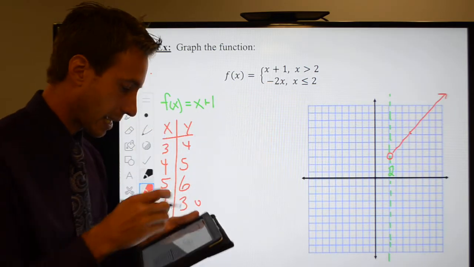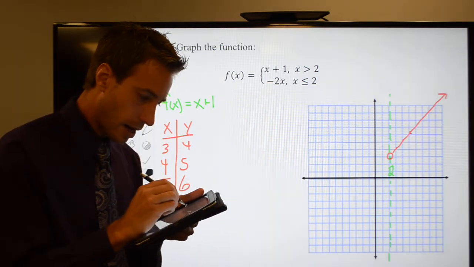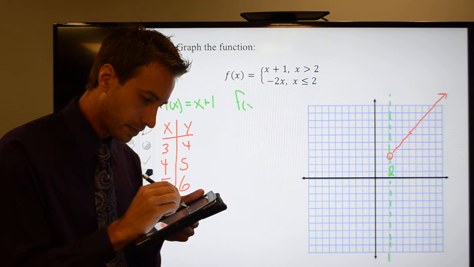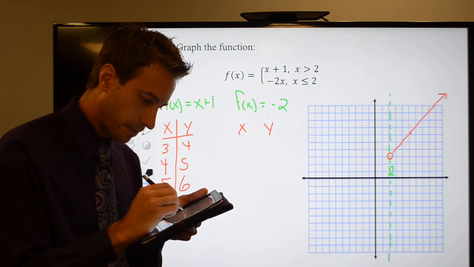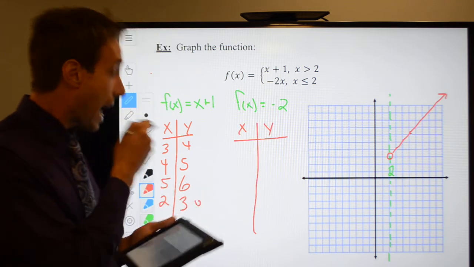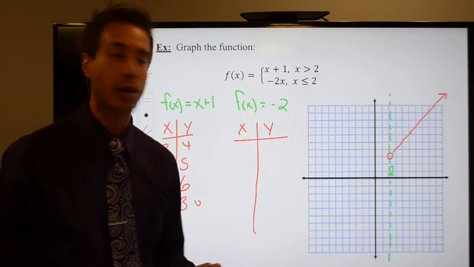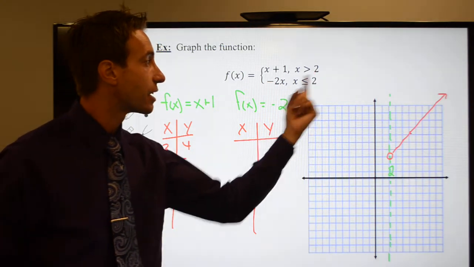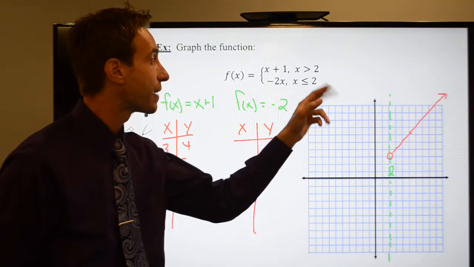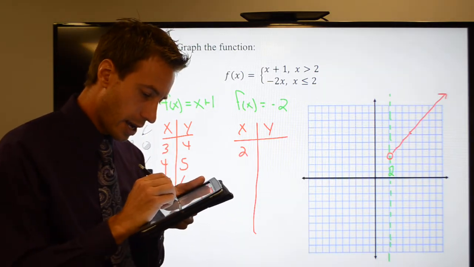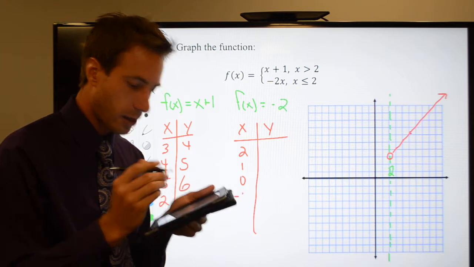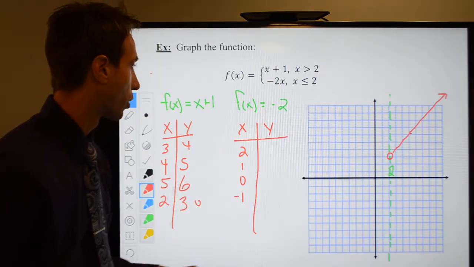Let's go ahead and do the second piece. f of x equals negative 2x. Okay, x, y. All right, now for this second piece of my piecewise function, I need values of x that are less than or equal to 2. So I'm definitely going to use 2 and 1 and 0, and why not? Let's go negative 1 just because they're easy to work with.